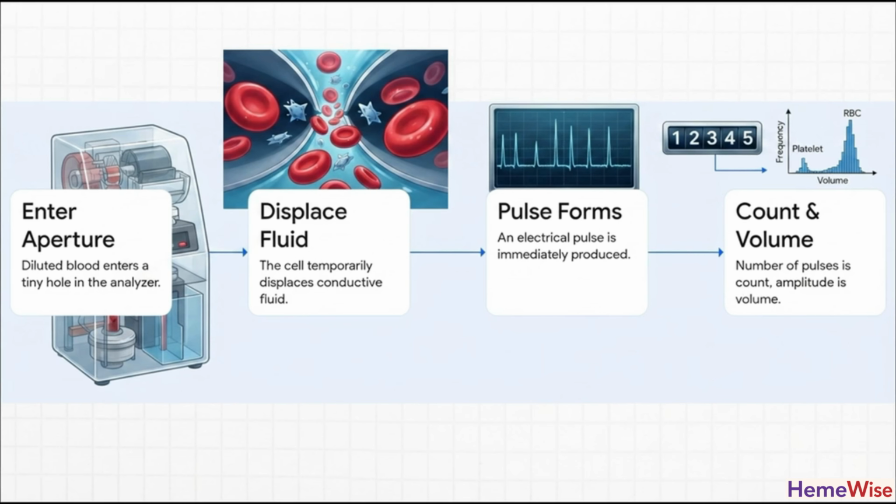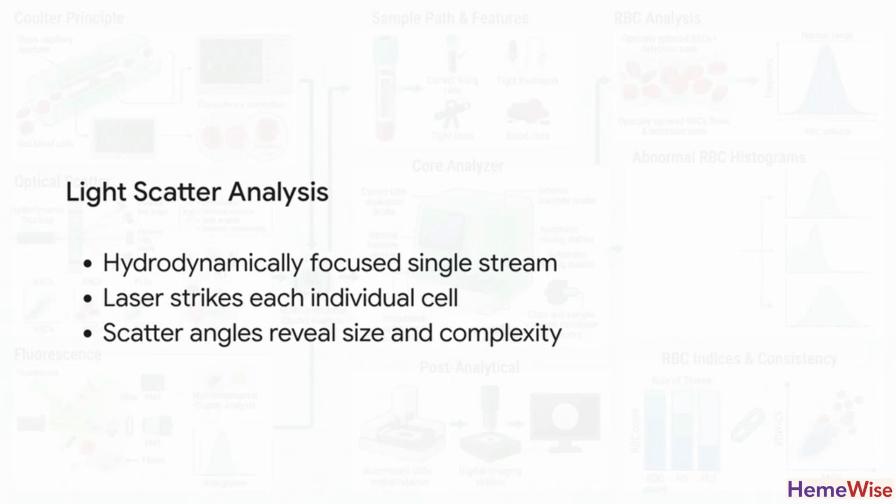Two huge things happen here. The total number of pulses gives us our cell count, and the amplitude, or the height of the pulse, tells the machine exactly how big that cell is. Tiny pulse, you've got a platelet. Larger pulse, red blood cell. Simple, but brilliantly effective.